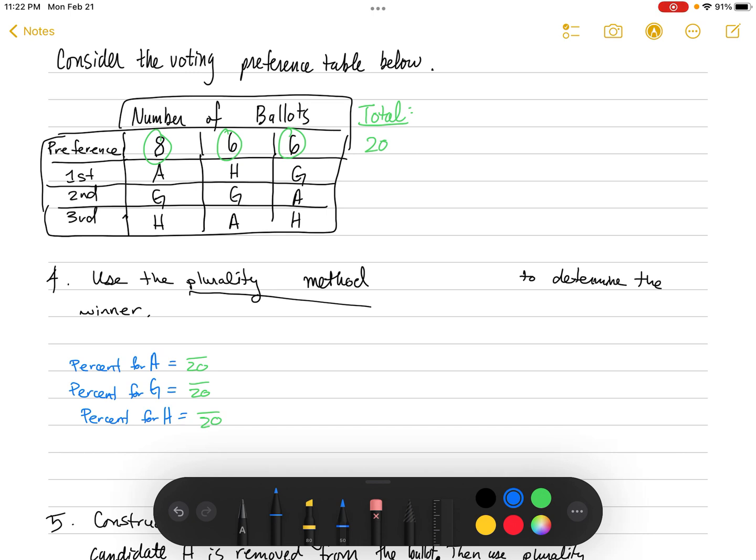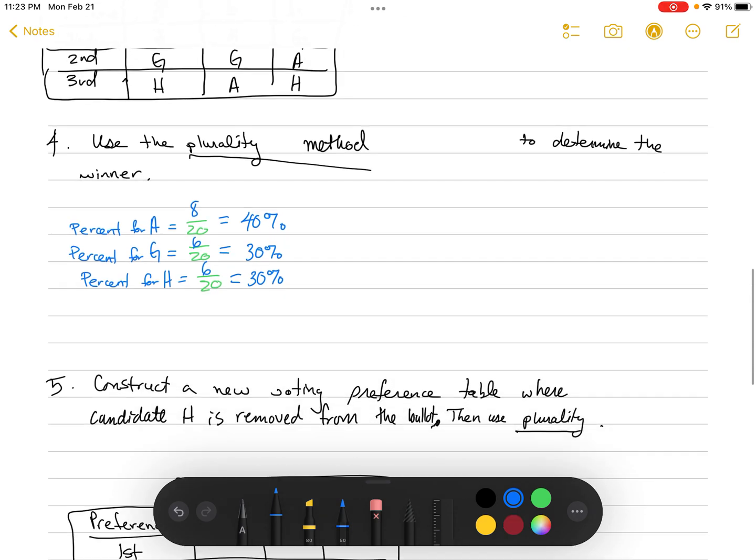So for A, we got 8 votes. For G, we got 6 votes. For H, we got 6 votes. So 8 out of 20 is going to be 40%. 6 out of 20 is going to be exactly 30%. And 6 out of 20 is going to be exactly 30%. So whoever has the most wins, you can see A wins using the plurality method.